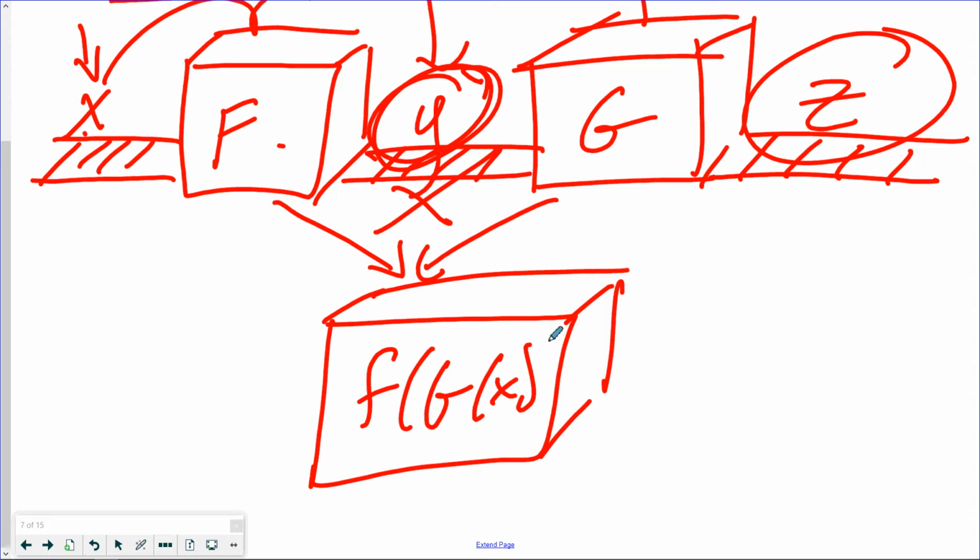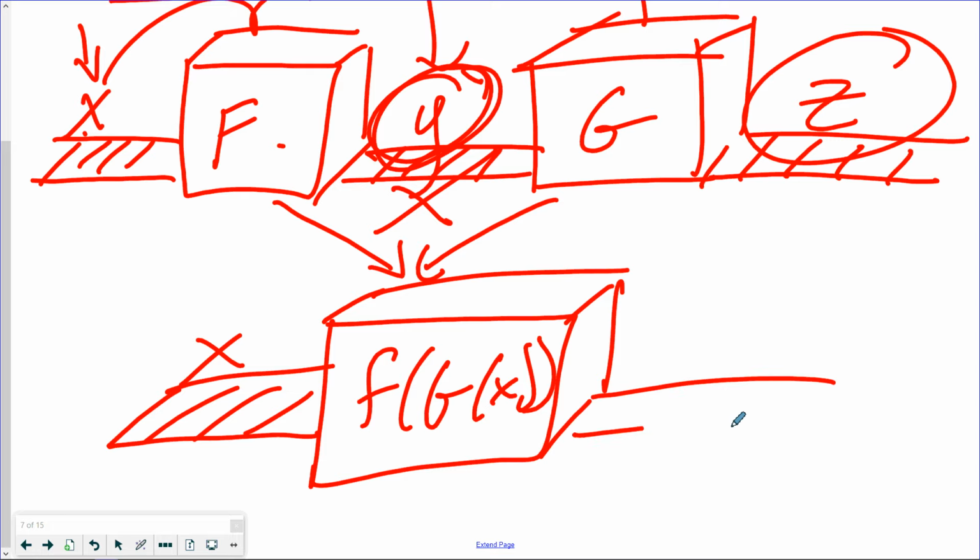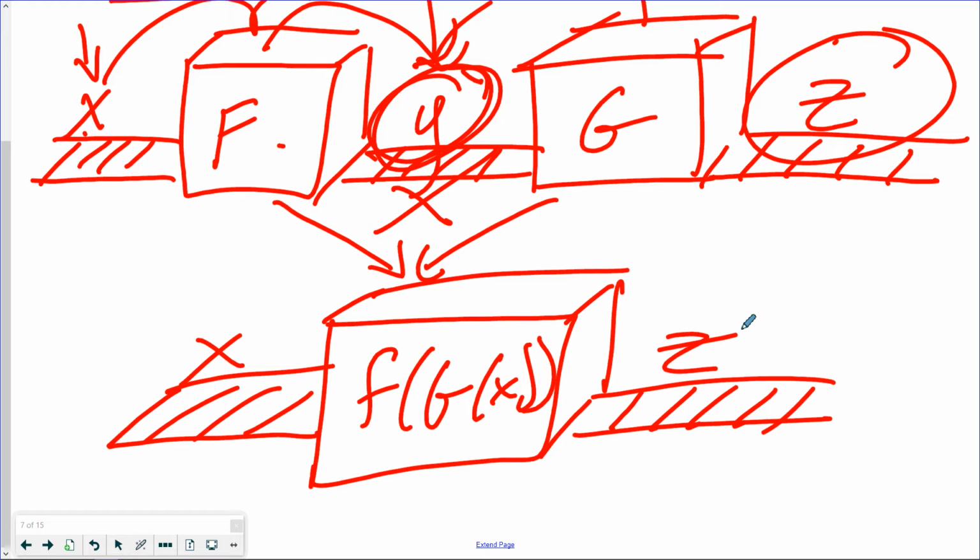So we're going to still feed it our original input of x, and then on the other side, it's going to turn it into the y, and then it's going to take the y and turn it into a z and skip the middle step and just give us our z output. So what we're going to learn is how to take these two different machines.